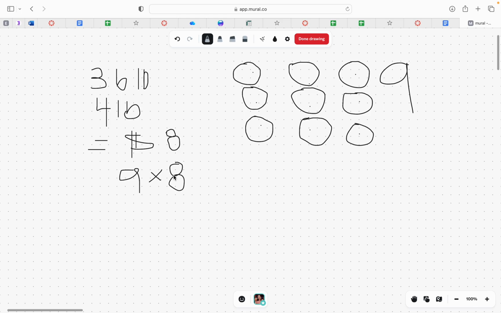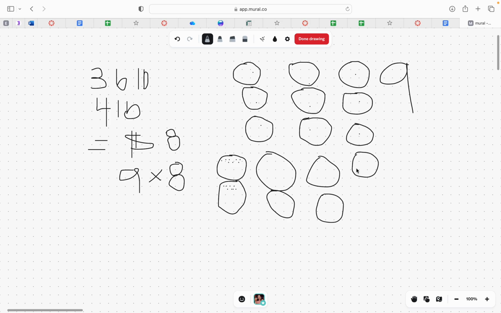So we're going to do this by doing repeated addition or skip counting instead of using the standard multiplication algorithm. So we're going to skip count by 8s 9 times. So we have 8, 16. And we have another group, and this one would be 24. Another group of 8, adding 8 would be 32. Another group would be 40. And then 48, 56, 64, and then 72.